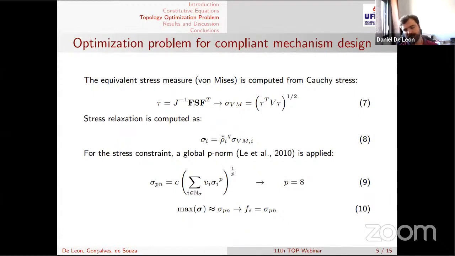Here in this work, we use a global P-norm to measure or control stress. We control a scalar by the global P-norm, and not every point in the domain. So we have one number representing the maximum stress in the body that we obtain from this global P-norm, exactly as in the work of Lee. Here we use P equals 8 for the P-norm. Then we obtain sigma PN, and sigma PN is used to control the maximum stress in the mesh.